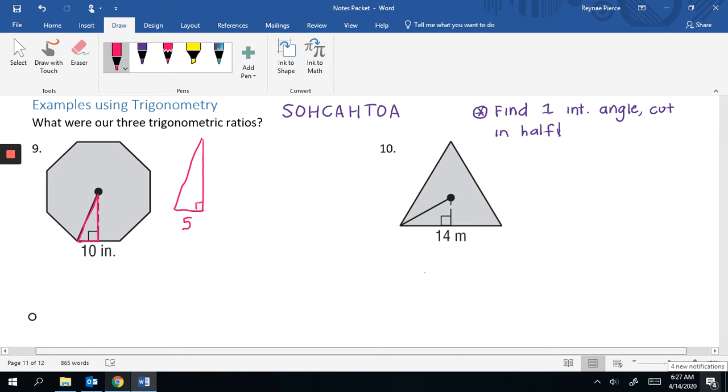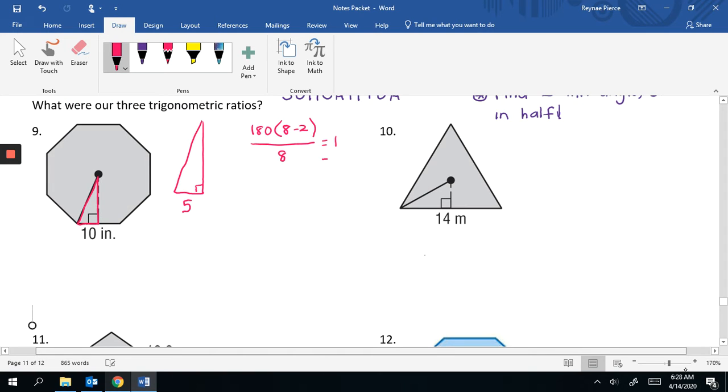Now, finding the measure of one interior angle, what chapter was that from? 180 times n minus 2, and then divide it by the number of sides, since they're all the same. This tells me that the measure of one of my interior angles is 135 degrees. So this angle right here is 135 degrees.